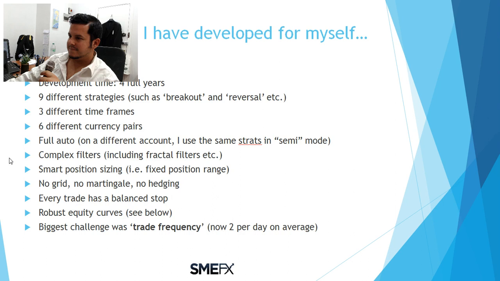It's not based on any grid or hedging or martingale cheating stuff. Every trade has a balanced stop. I don't trade automated without a stop. And the equity curves, as you can see now, are pretty robust. Now, let me explain that point.